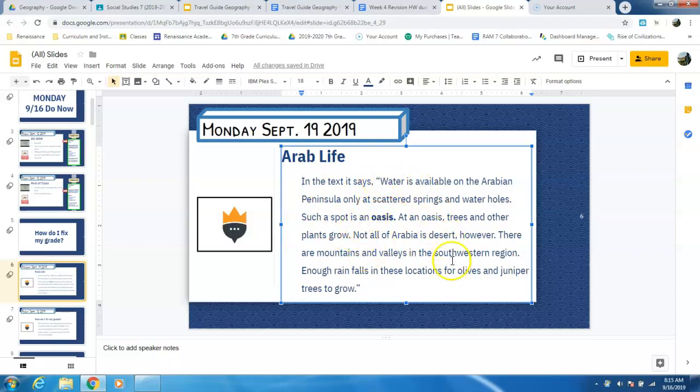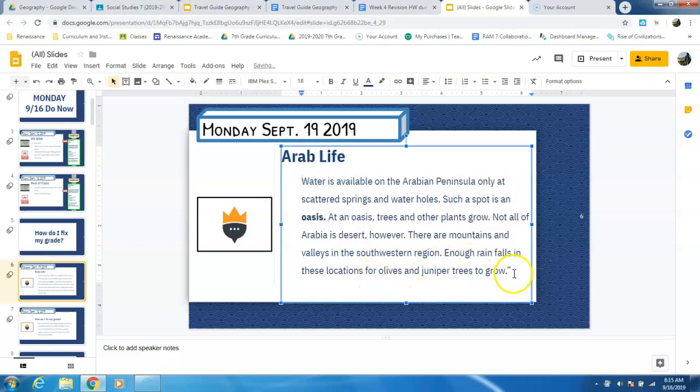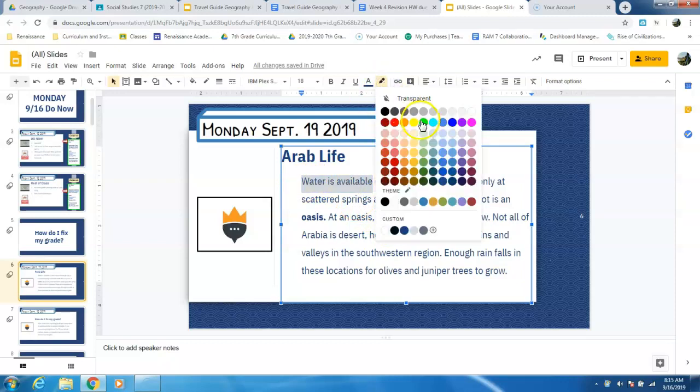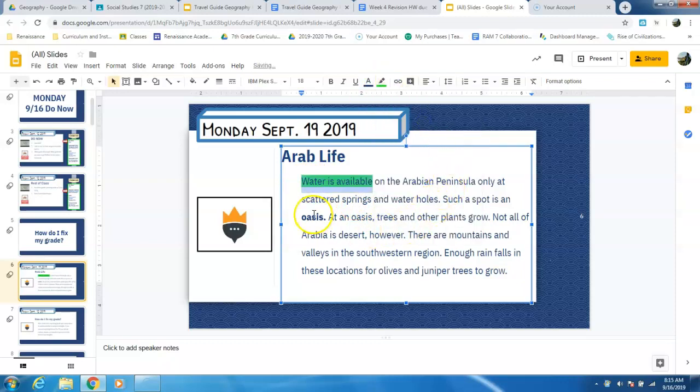So this is a good way to get evidence, but it's not really a good way to answer questions in your own words. So let's figure out how to answer this question in our own words. Remember, our question is, what is the Arabian Peninsula like? Describe its geography. Let's just take some single words out of here and see if we can use them to describe the Arabian Peninsula. Now it says water is available. I know that's going to be important for me to talk about because it describes the peninsula. They do have some watering holes.